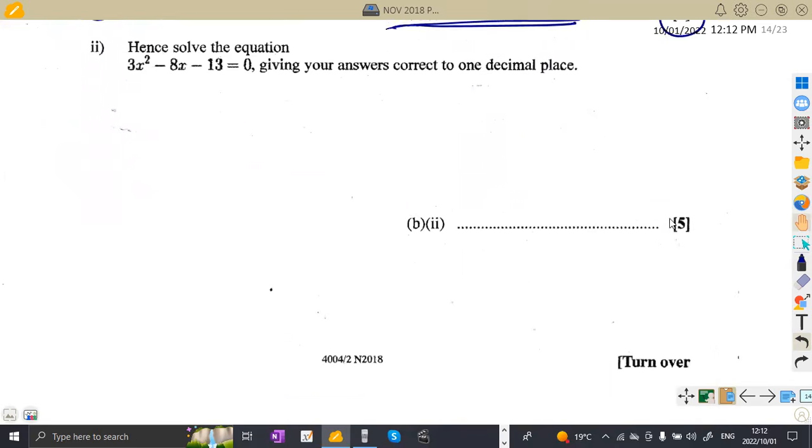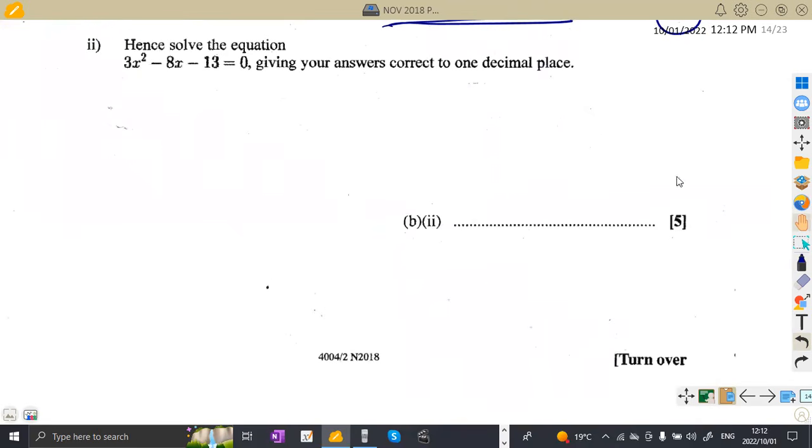Anyways, that was the question. Hence, solve the equation. A continuation from what we have just calculated now, they're saying solve that equation, giving your answer correct to 1 decimal place. So whenever you're given this condition, there is no way. You're supposed to use your quadratic formula, or you can use completing the square. But mostly, guys, we are used to the quadratic formula. If you can use completing the square, it's fine. You can apply your completing the square. You're going to obtain the same answer.